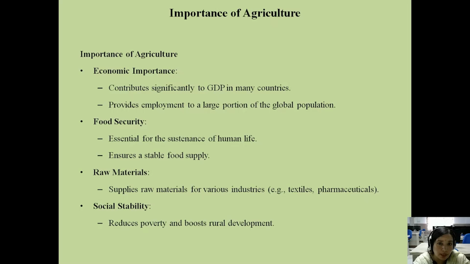It reduces poverty and boosts rural development. Agriculture reduces poverty in India because the maximum population of India depends upon the agriculture sector. Their occupation is growing crops: they are farmers engaged in growing crops, cultivating land and soil, and irrigating land with water. They are engaged in these activities, so that gives them a source of income.